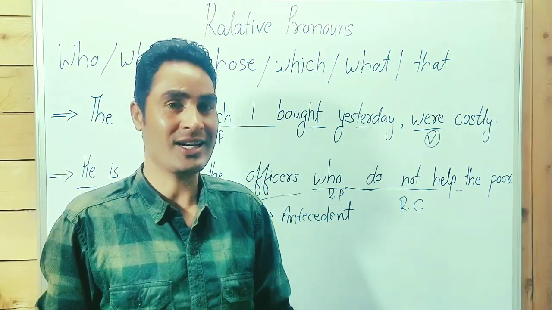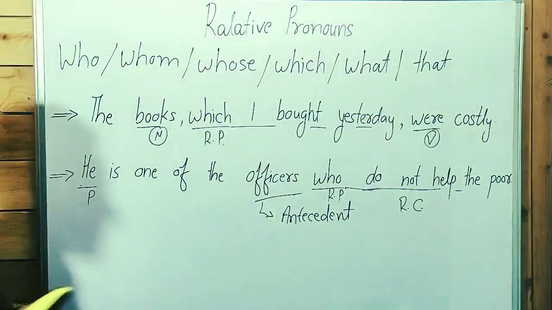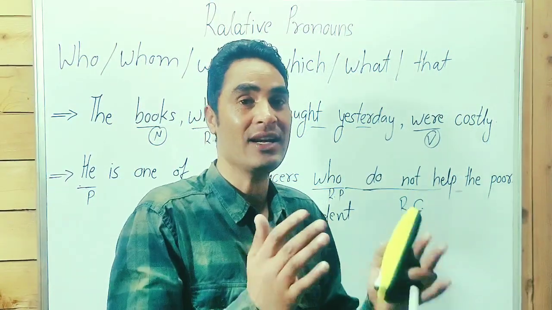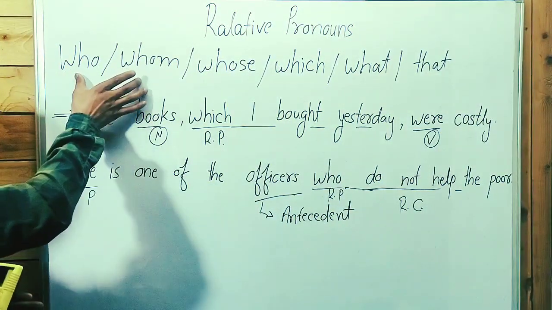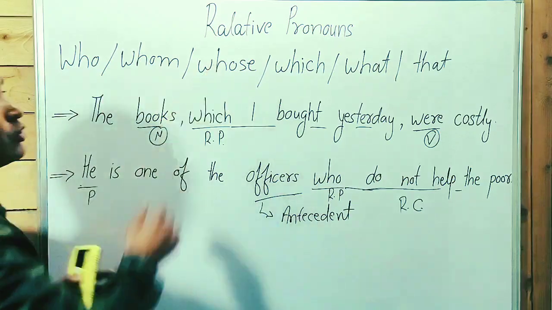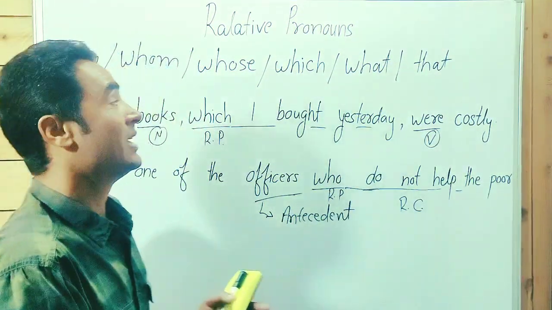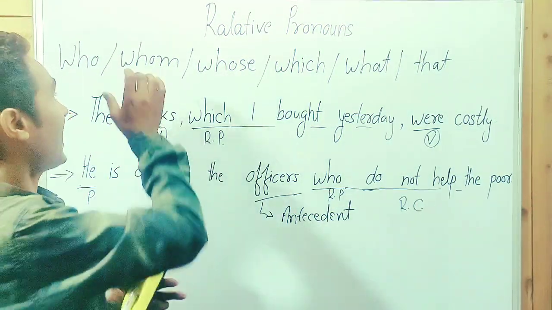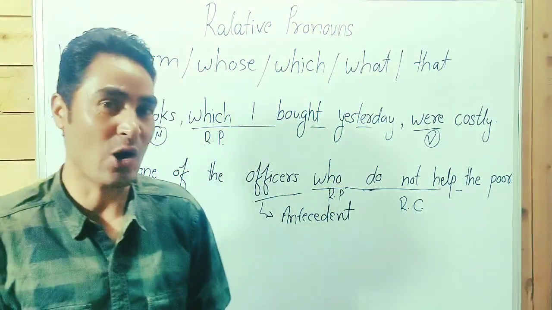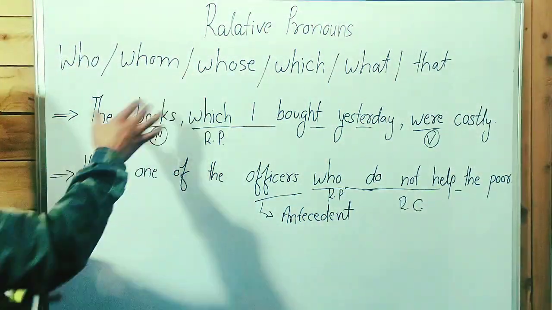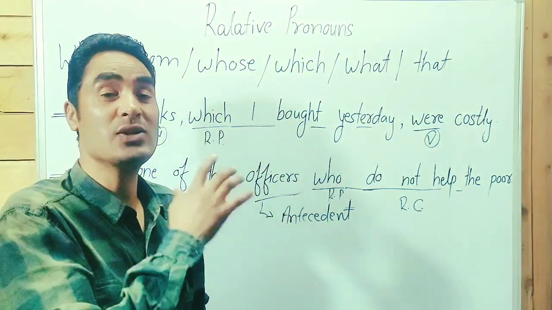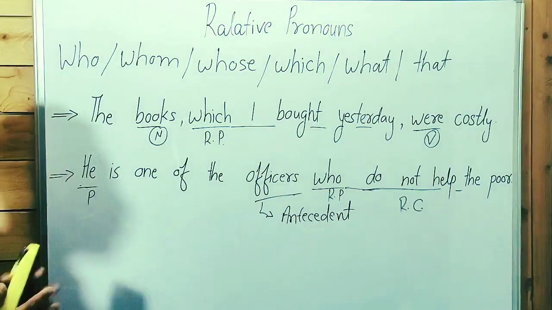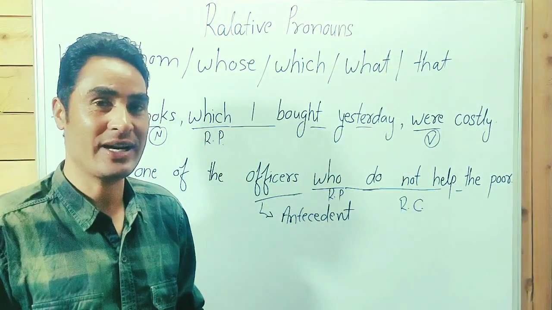I hope you have understood. If you have any doubt, you can ask. I repeat, the WH family words: who, whom, whose, which and that. When we use these words to relate a noun and a pronoun, in this case these are relative pronouns. When we use these words to ask questions, in this case these words are interrogative pronouns. Okay, who are you, interrogative pronoun.